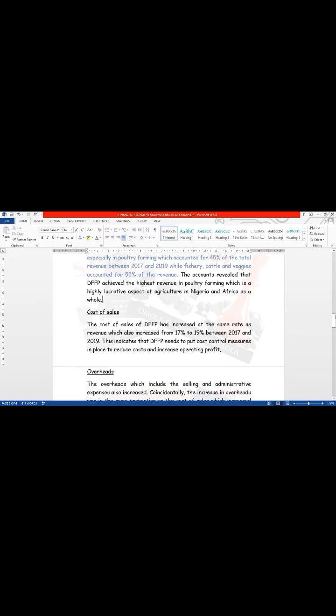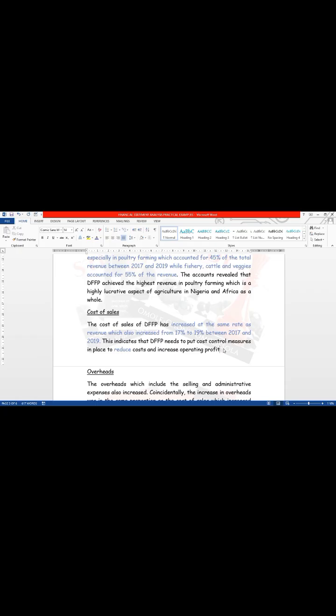Then the second thing they asked us to talk about was the cost of sales. The cost of sales has increased at the same rate as revenue, which also increased from 17% to 19% between 2017 and 2019. So the cost of sales is increasing as revenue is increasing, by the same proportion.